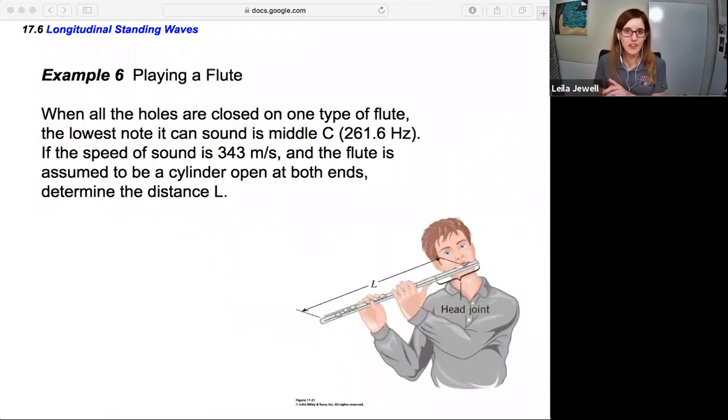Well, one example, it turns out, is playing a flute. So when all the holes are closed on one type of flute, the lowest note it can sound is the middle C, 261.6 hertz. If the speed of sound is 343 meters per second, and the flute is assumed to be a cylinder that is open at both ends, determine that distance L. So here the flute is one example of this open tube. We can use that equation.